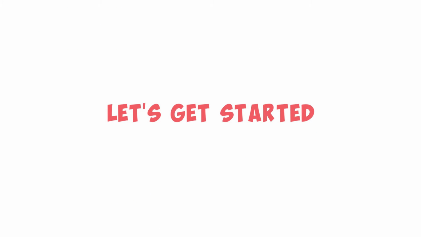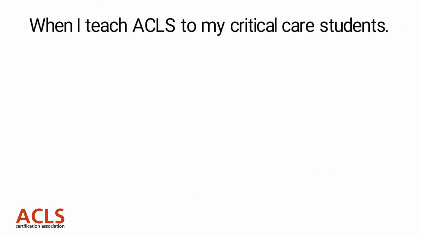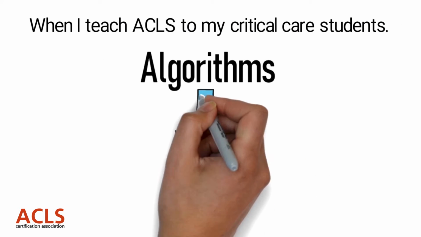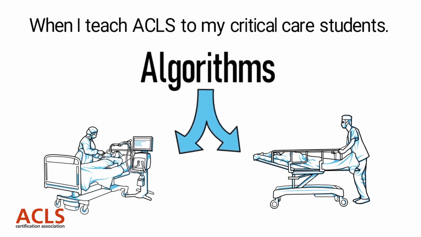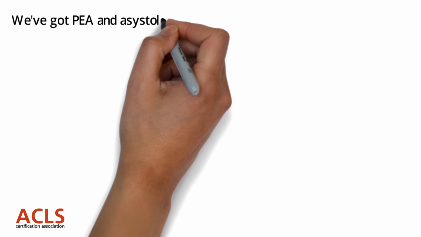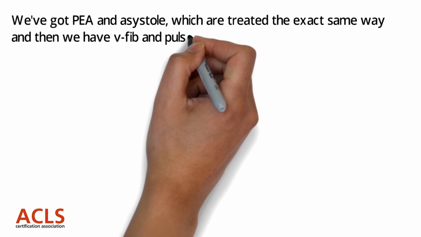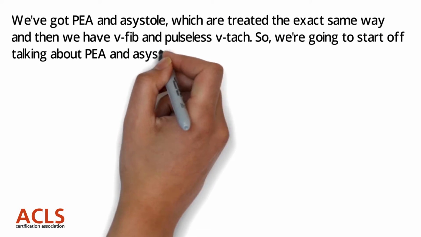Now let's get started. When I teach ACLS to my critical care students, I break the algorithms down into two major categories: dead patient algorithms and alive patient algorithms. The dead patient algorithms are what we're going to be talking about today. So we've got PEA and asystole, which are treated the exact same way, and then we have VFib and pulseless VTAC. We're going to start off talking about PEA and asystole.